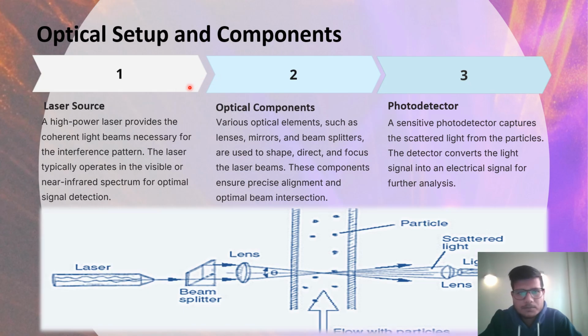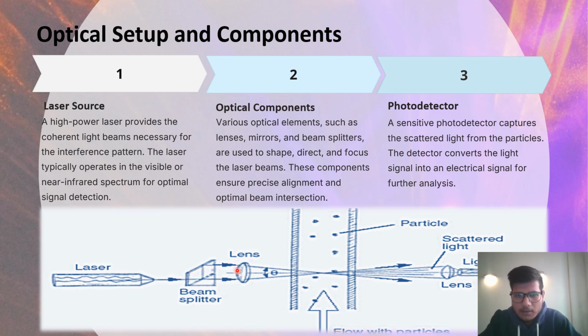Now the optical setup. There are basically three components: the laser source, the optical components, and the photodetector. This is the laser source, in which a high-power coherent laser light is provided, which is necessary for the interference pattern, and which is generally of the infrared spectrum or visible as well. And this is the optical component.